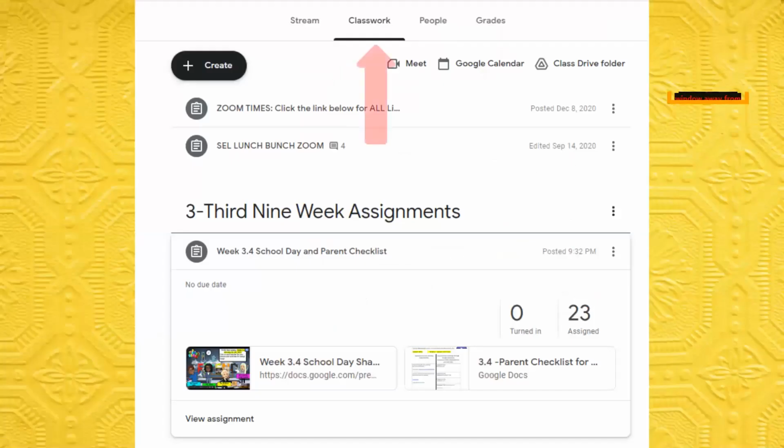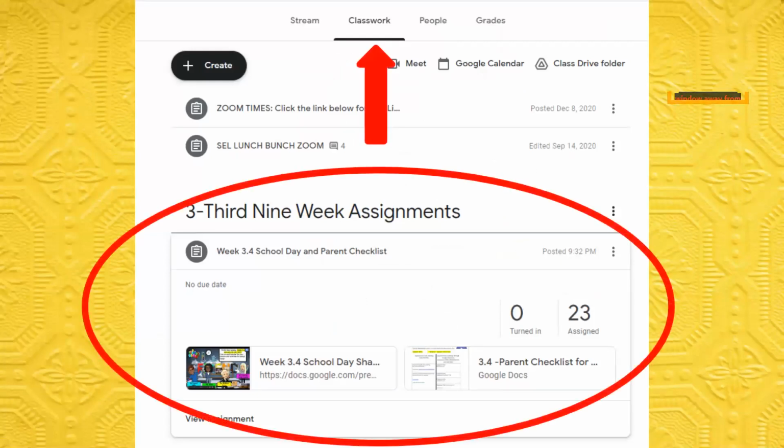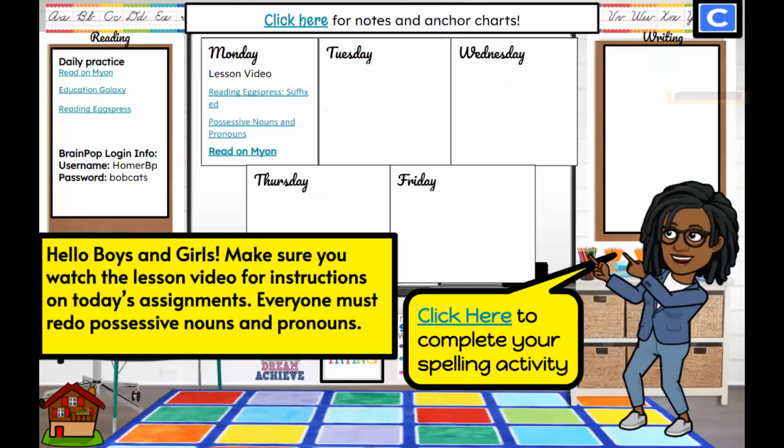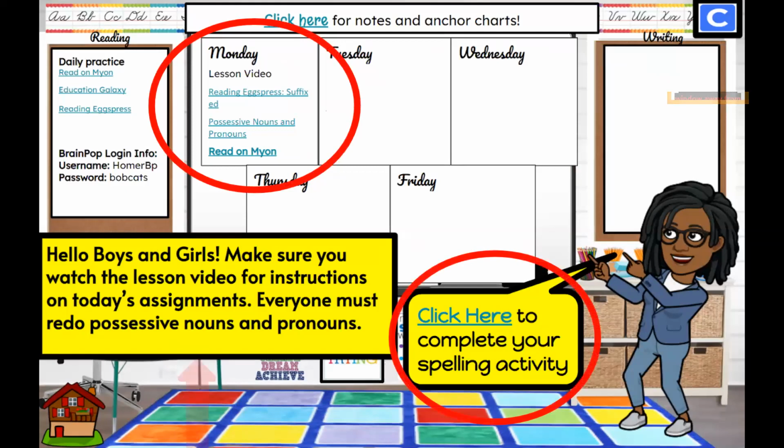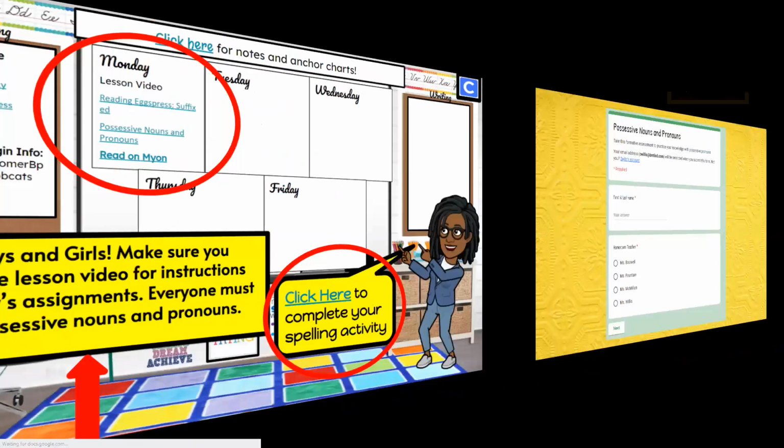All right, you can find your assignments in week 3.4 on Google Classroom. And here is your assignment. So, boys and girls, you have to complete the possessive nouns and pronouns assignment this week, because I did not like the results of that assignment. So I want you to redo it, and I'm going to explain to you what to do. Also, you need to do Reading Express. Some of you did not do Reading Express, so you need to complete it. All right, so that's what you have to do, and I'm going to explain the assignment.